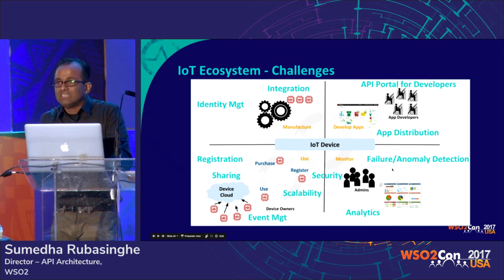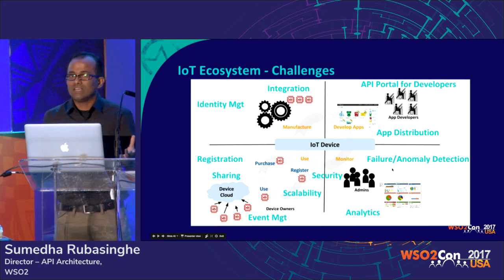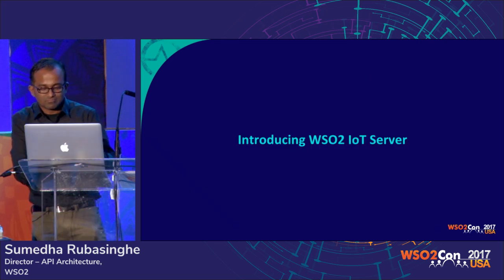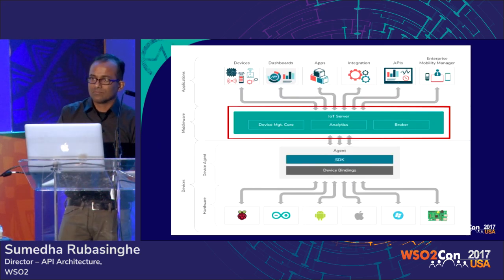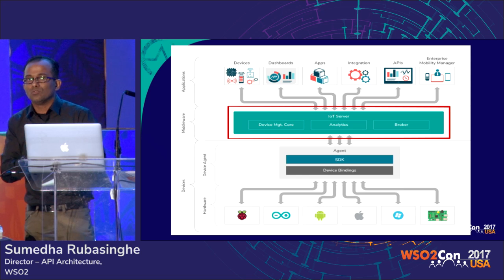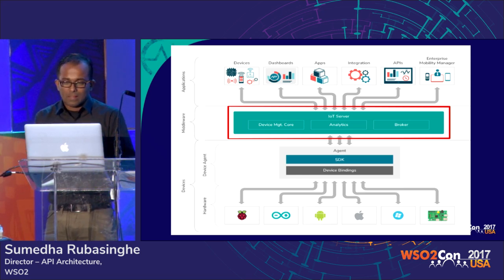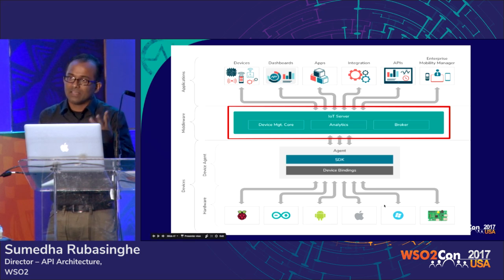Then there is detecting failures and anomalies, and dealing with analytics, the vast amount of data coming out of the devices. So different challenges. What we try to do within the product is to capture some of those and provide a solution to some of those areas. So this is, at a very high level, how we envision the product. There are three layers here: the middleware layer, the devices layer, and the application layer.